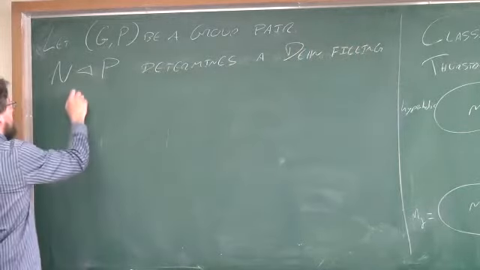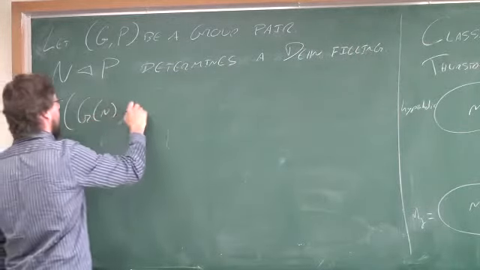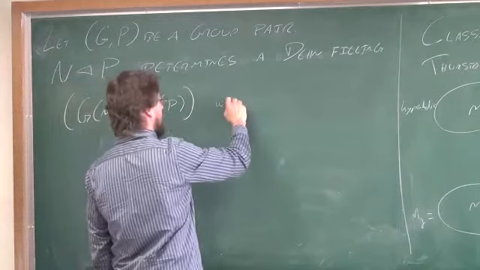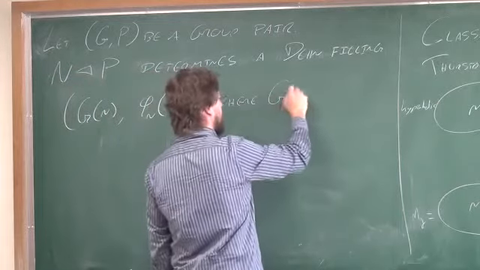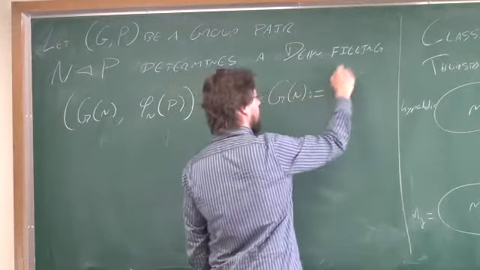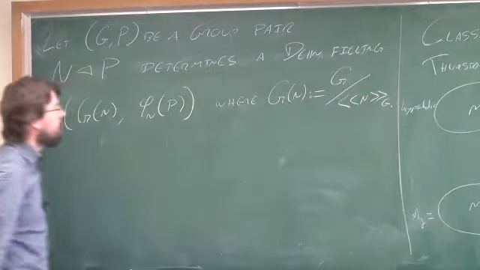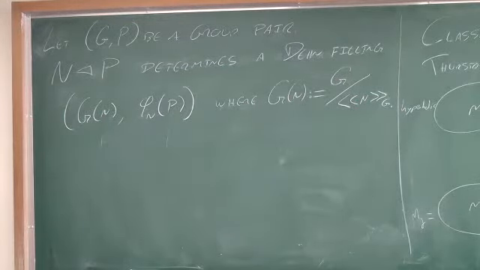So what is it going to be? It's going to look like G of N, phi N of P, where G of N is just defined to be, well, I take G, and then I mod out by the normal closure of N in G. Right? So N was normal in P. That doesn't make it normal in G. In fact, P is almost malnormal in G. So N is going to be almost malnormal as well. Well, not almost malnormal, but it's going to have lots of conjugates that are different from it. So G of N is that.